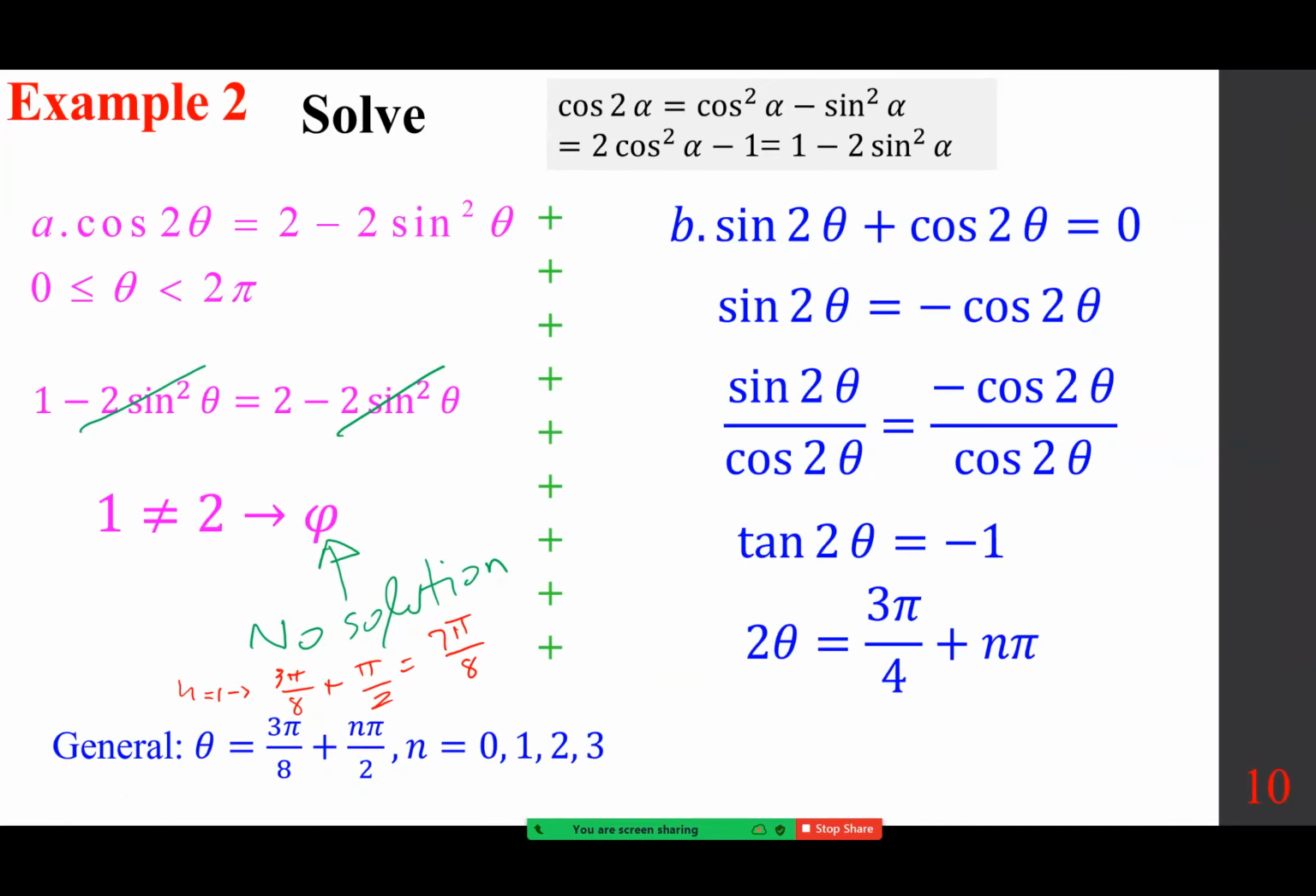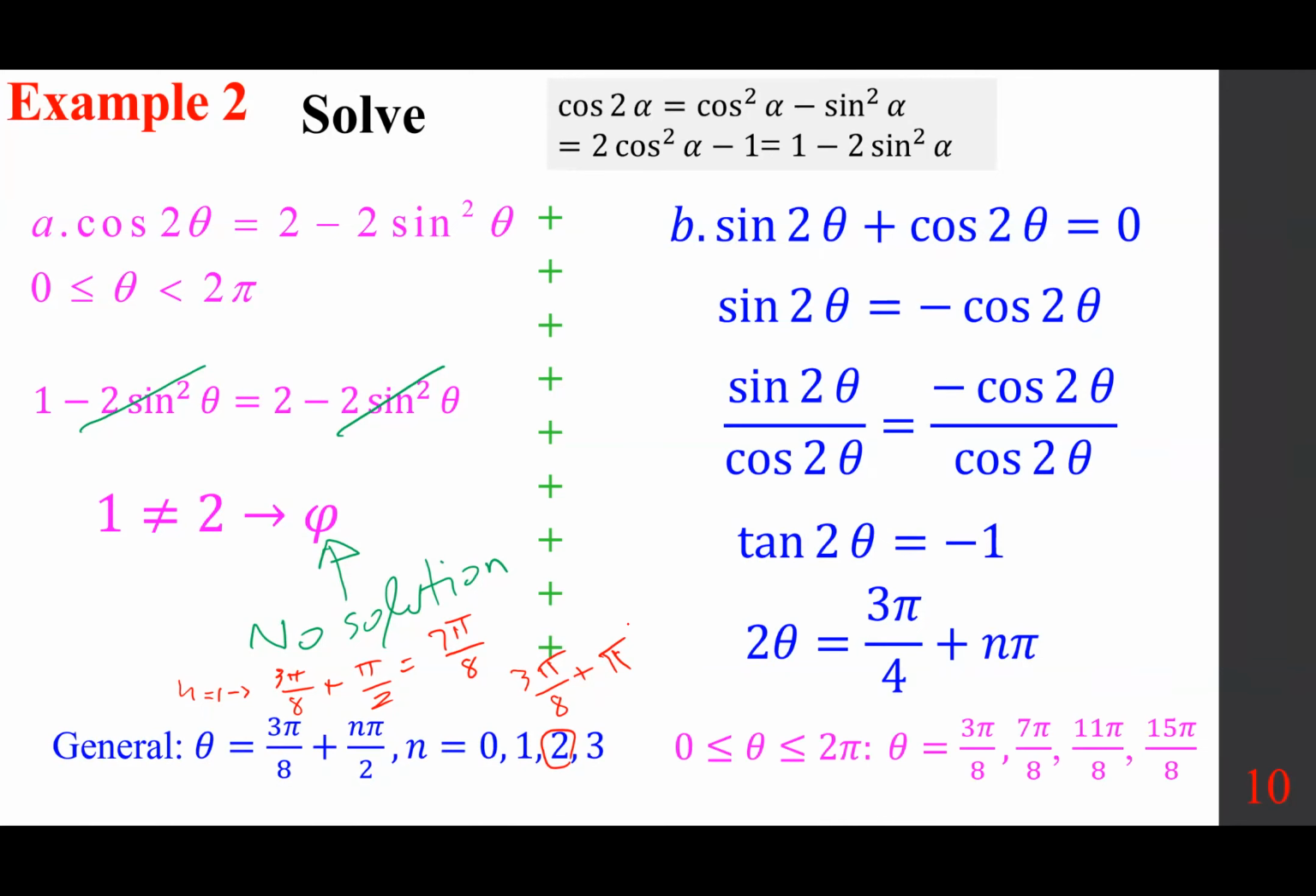If I put 2, I get 3 pi over 8 plus 2 pi over 2, which is pi. And pi is 8 pi over 8. That gives me 11 pi over 8. And if I put 3, I get 15 pi over 8. I leave the last one for you to do on your own. I did the other ones. So there are 4 answers from 0 to 2 pi.